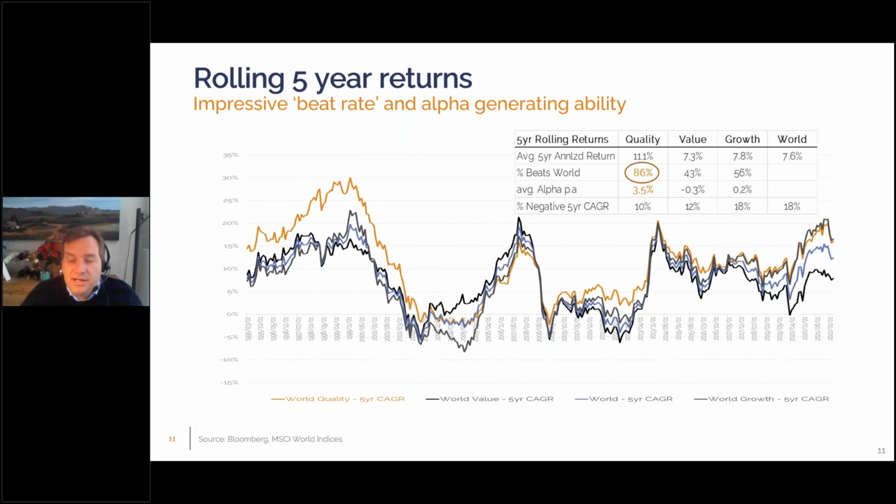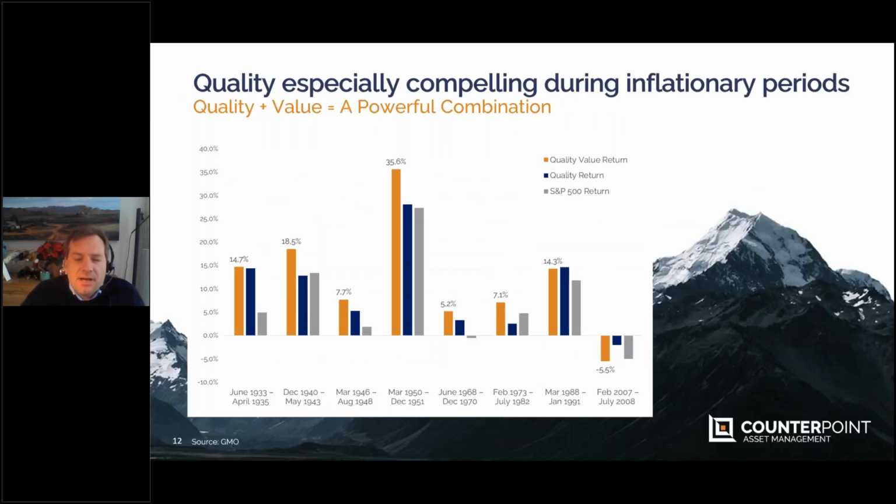And interestingly, the world is pretty close to 20% of the time you could get a negative return, whereas quality, as I mentioned earlier, does deliver superior returns at a lower risk, and a fewer percent of the time does it deliver a negative return, and its beat rate against the MSCI World is incredibly high. Another interesting point, and this is work I got from GMO, is that quality is especially compelling during inflationary periods, which we know in the developed markets is what we're going through.